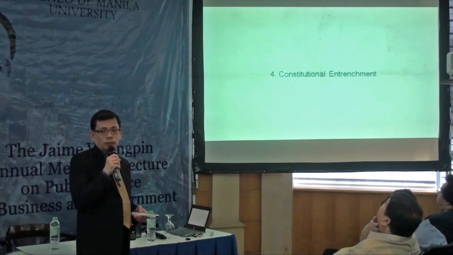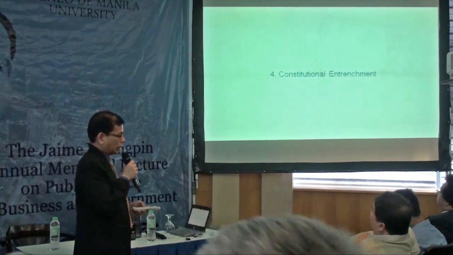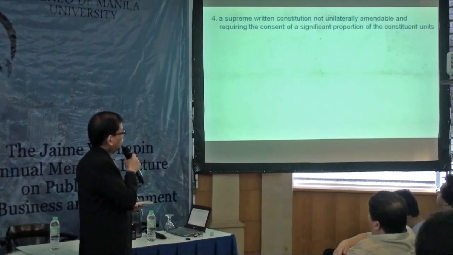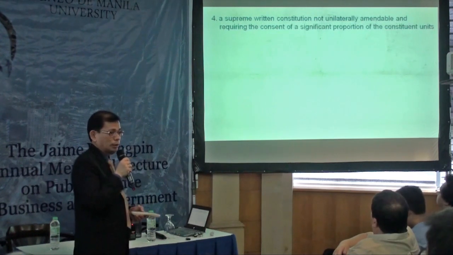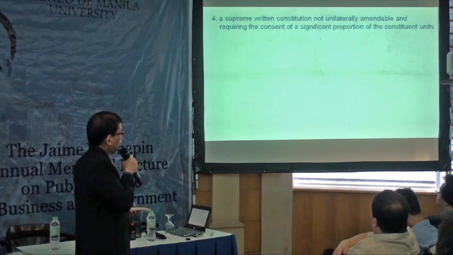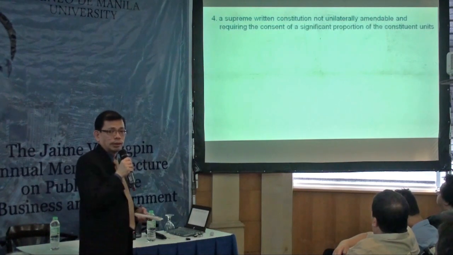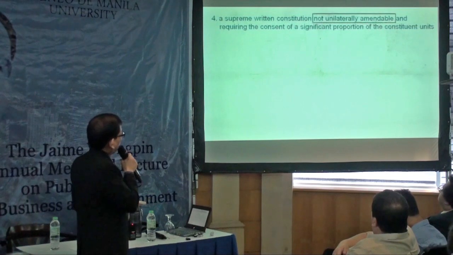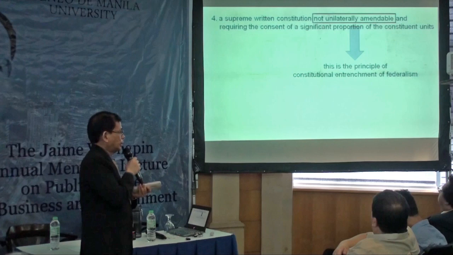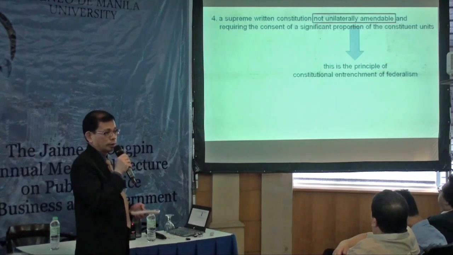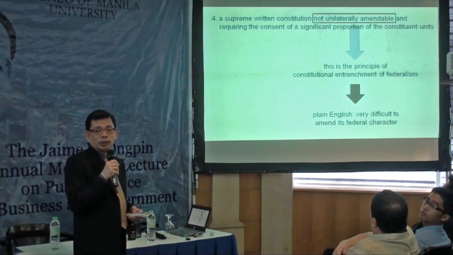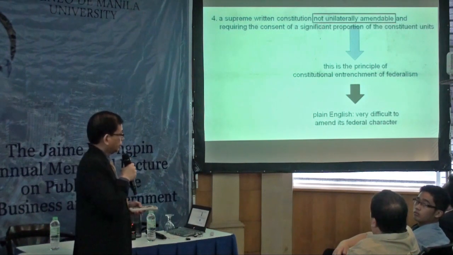The fourth institutional feature would be constitutional entrenchment. The fourth feature would be a supreme written constitution not unilaterally amendable and requiring the consent of a significant proportion of the constituent units. Not unilaterally amendable. This is the principle of constitutional entrenchment of federalism, or in plain English, very difficult to amend its federal character.